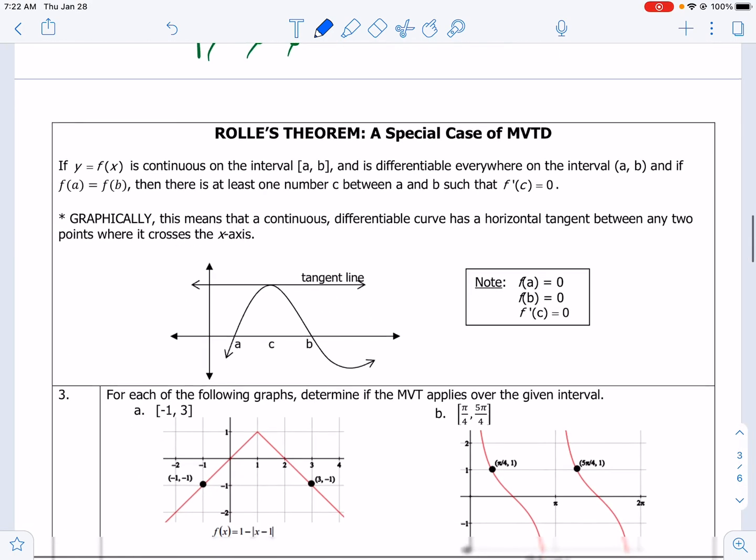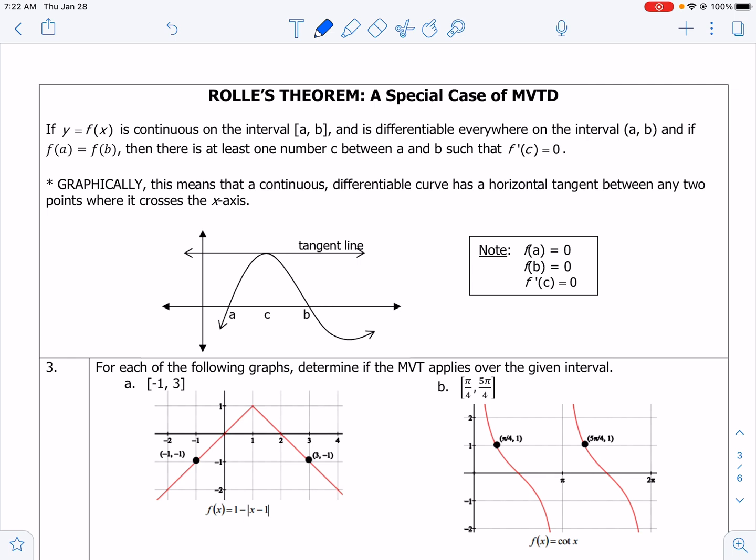Take a look here, okay? If y equals f of x is a continuous function on the closed interval and is differentiable everywhere on the open interval, that sounds a whole lot like the MVT. And if f of b equals f of a, so again, if the 2 endpoints have the same value, then there is at least one number c in between a and b such that the derivative is equal to 0. Guys, this is the MVT, just that special case where the endpoints have the same value. Graphically, this means that a continuous differentiable curve has a horizontal tangent between any 2 points where it crosses the x-axis or anywhere where the 2 y values are the same. Doesn't have to be the x-axis, it could also be 2 y values that are up here like that.